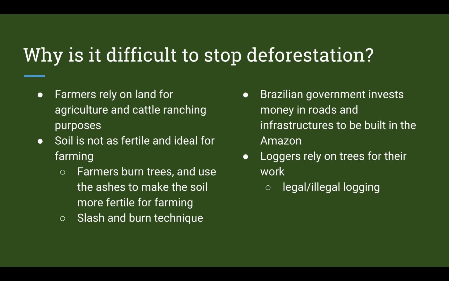When the soil becomes less nourishing and weeds start to reappear after years, farmers move on to a different patch, and this repeats the cycle. Now, on the other hand, the Brazilian government invests money in roads and infrastructures, and they put their money in timber companies to boost their economy. And loggers rely on trees for their jobs in their everyday life, whether it be legal or illegal. It's a way for them to make money, and it's hard for them to stop too.